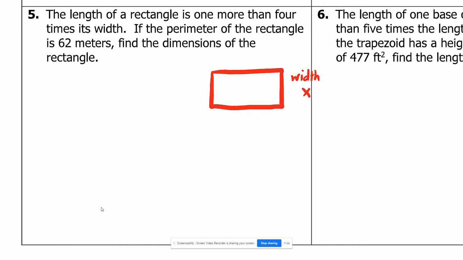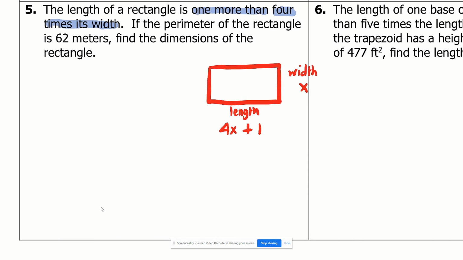Now, how is the length defined? How did they define the length? 1 more than, guys, what does 1 more than mean? Plus 1, or 1 plus, same thing. 1 more than what? 4 times its width. How do we do 4 times its width? 4x. So, the width was what it was being compared to, it's x. The length is 1 more than, plus 1, 4 times the width, 4x. 4x plus 1.